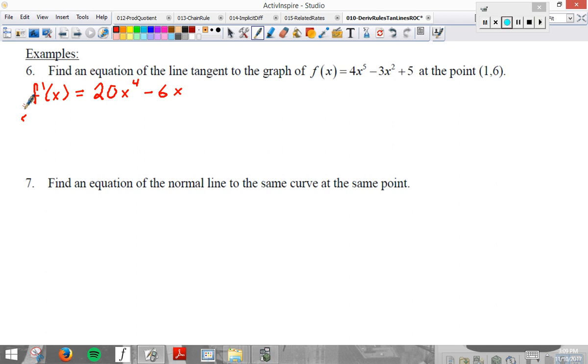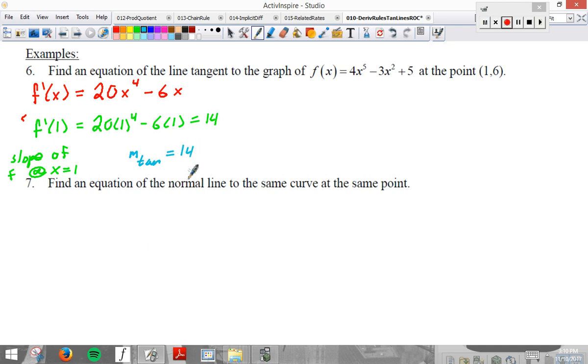So that's f prime. I'm going to use that to find f prime of 1. That's the slope of f at x equals 1. 20 times 1 to the 4th power minus 6 times 1, perfectly acceptable. But of course we could simplify that to 14. Putting this all together, the slope of the tangent line at that point is 14.